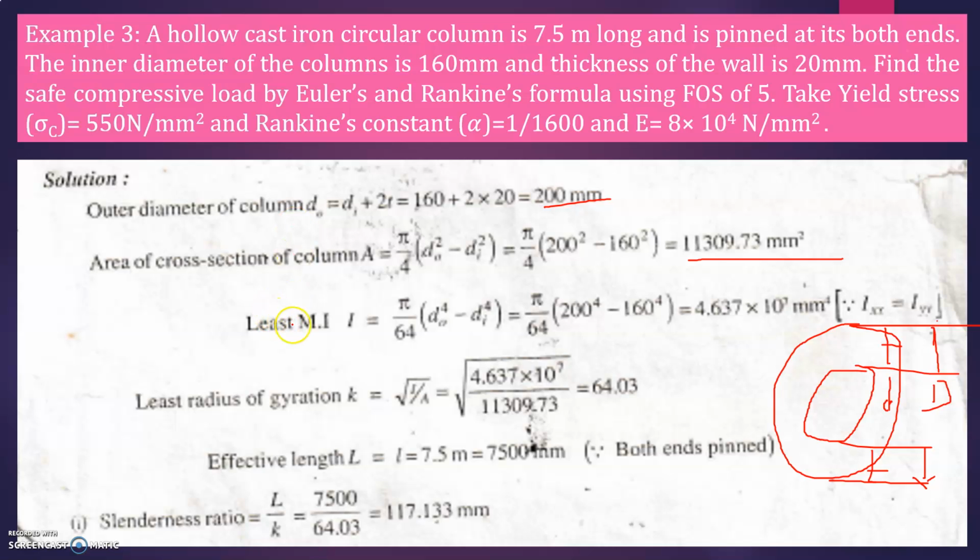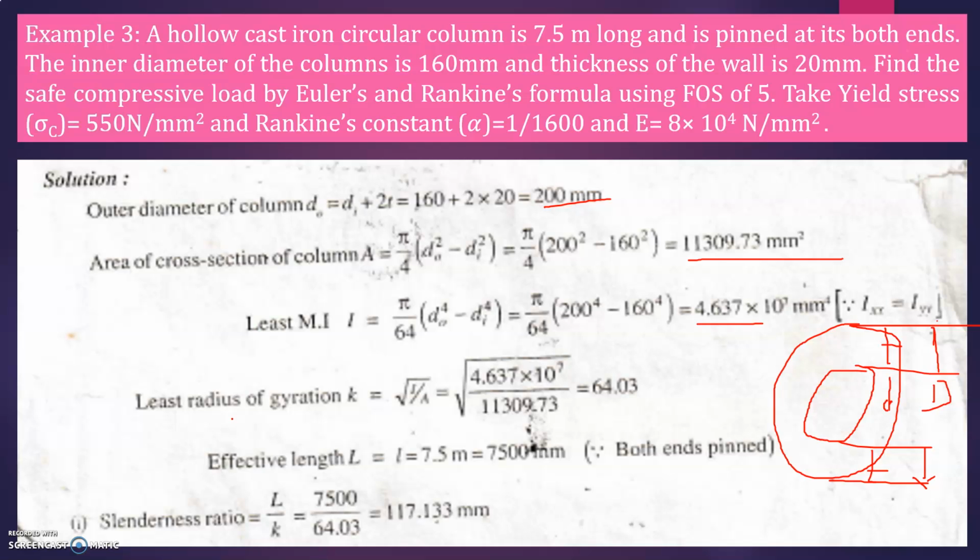Next find the moment of inertia. Here I is equal to pi divided by 64 into D naught to the power 4 minus DI to the power 4. Substitute the values: D naught is 200 and DI is 160. Simplify this, and you get 4.637 into 10 raised to 7 millimeter to the power 4. Here it is a hollow circular column, so Ixx is equal to Iyy.